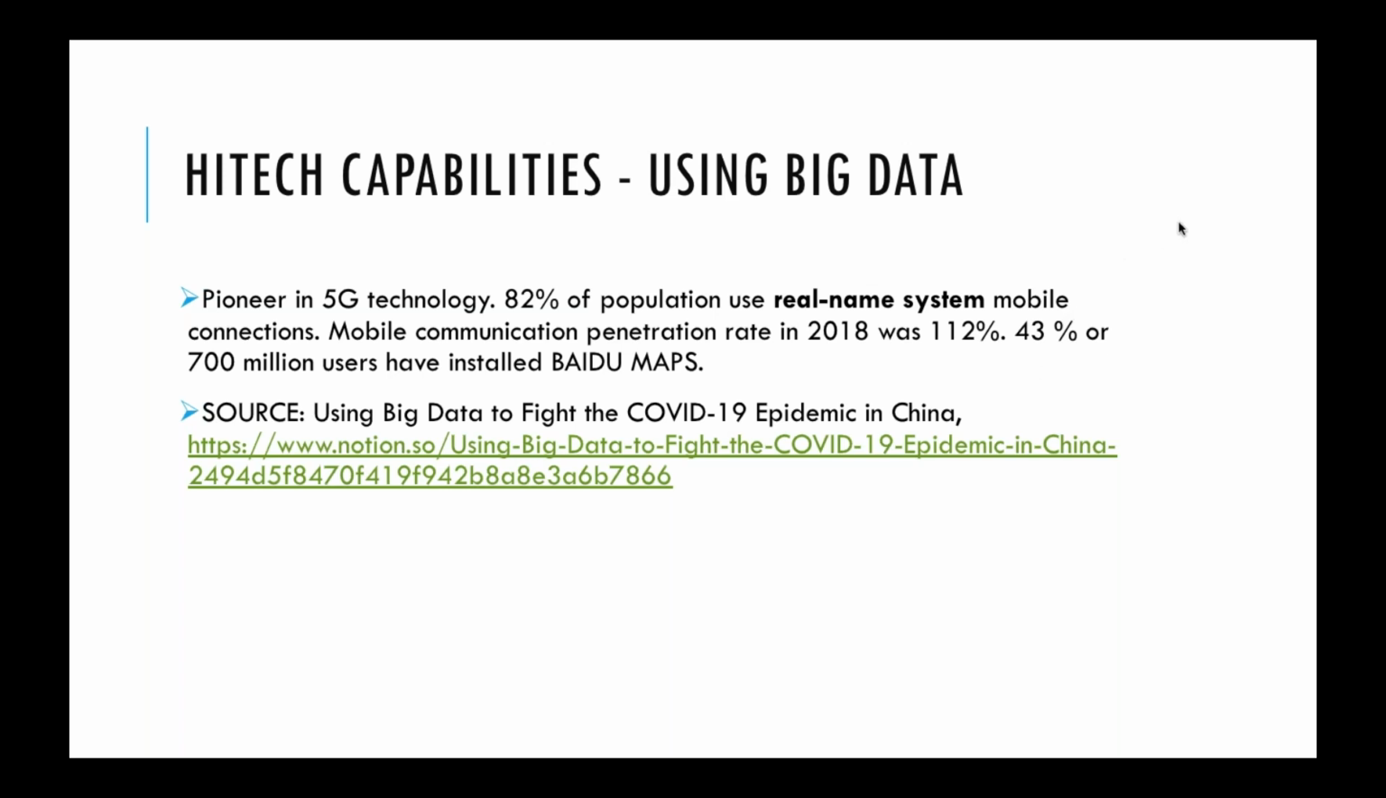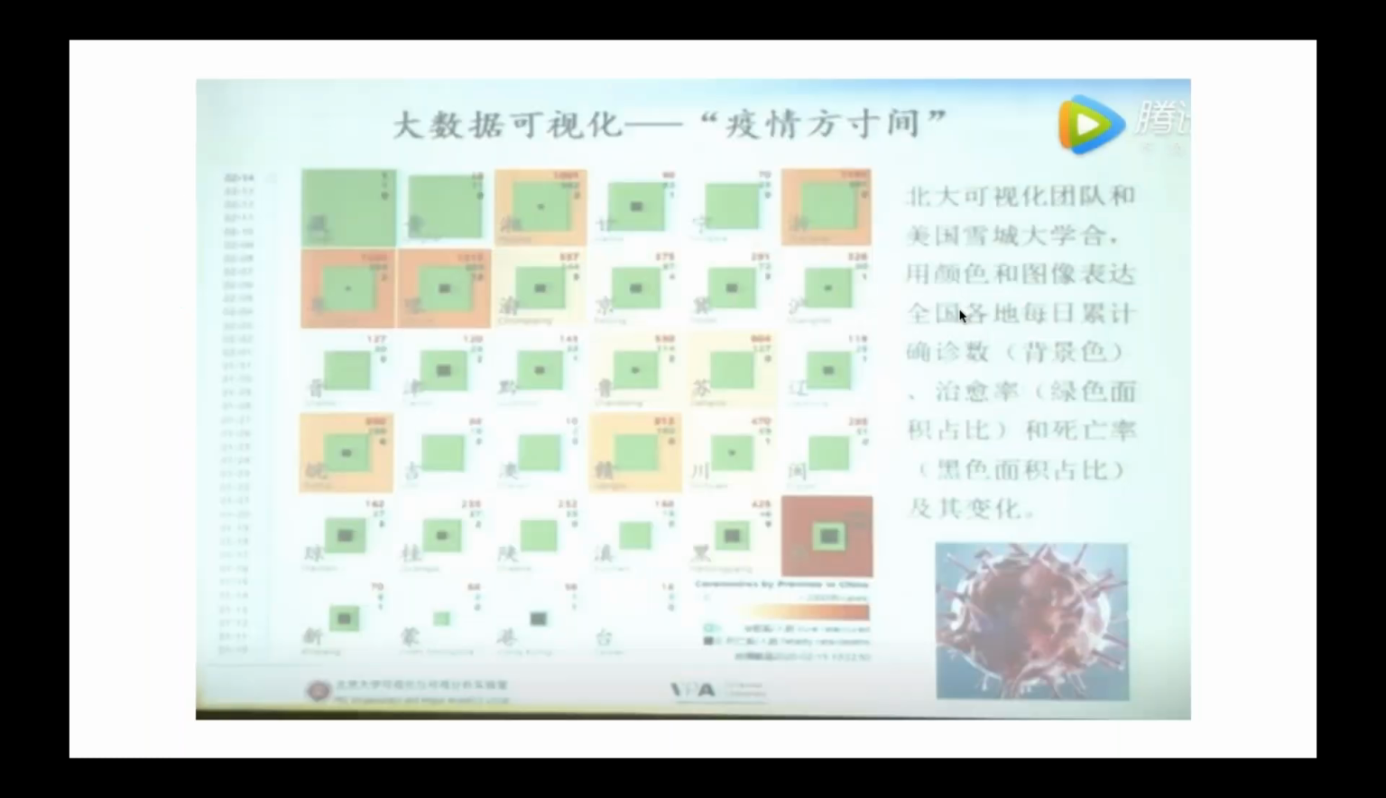Simply put, China is today a pioneer in 5G, and the population is connected to a real-name system on mobile phones. So if you have information of a specific number, you have information of that particular person. Simply put, this big data helped them track COVID patients.